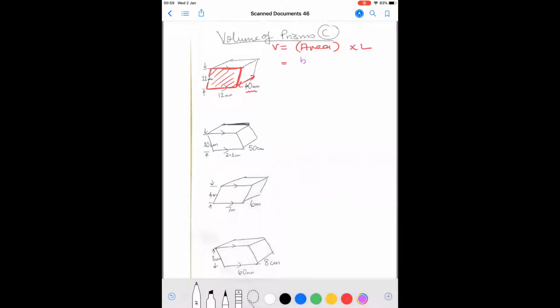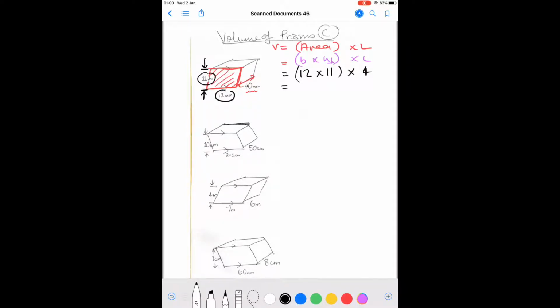parallelogram, the area is always going to be the base times the height. Remember, it's the perpendicular height. So let's have a go with that. So here's our base. Here's our perpendicular height, indicated with these arrows, from this position to this position here. So the base is 12 and the height is 11, and then we have to multiply that by the length, which is 4. So that gives you 12 times 11.